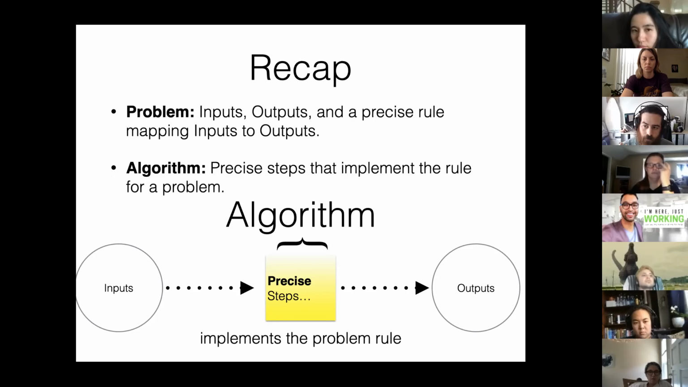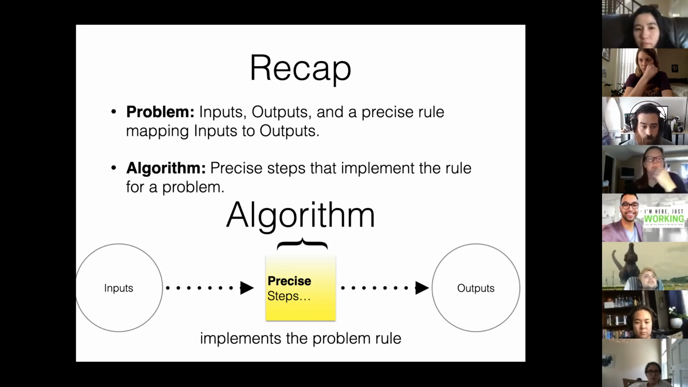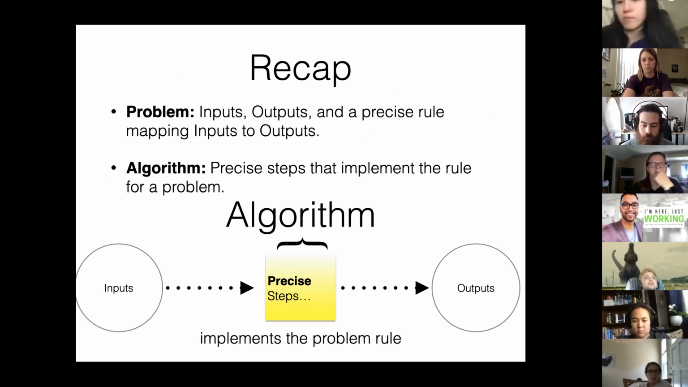So let's recap quickly what algorithms actually are. Our problem is inputs, outputs, and a precise rule, the what, mapping inputs to outputs. And our algorithm is the precise steps that implement that rule. Okay, a recipe for turning inputs into outputs.